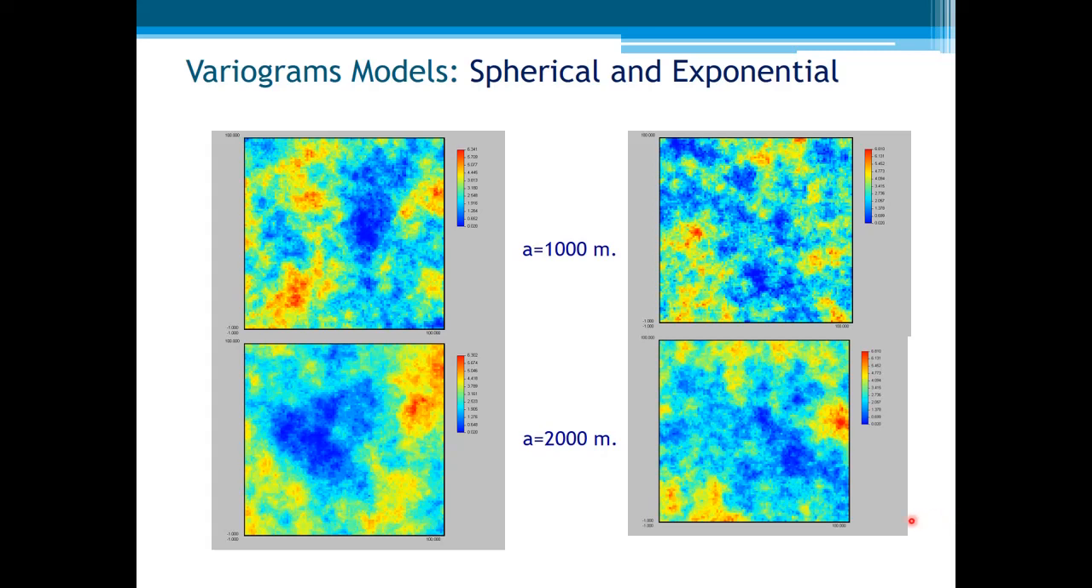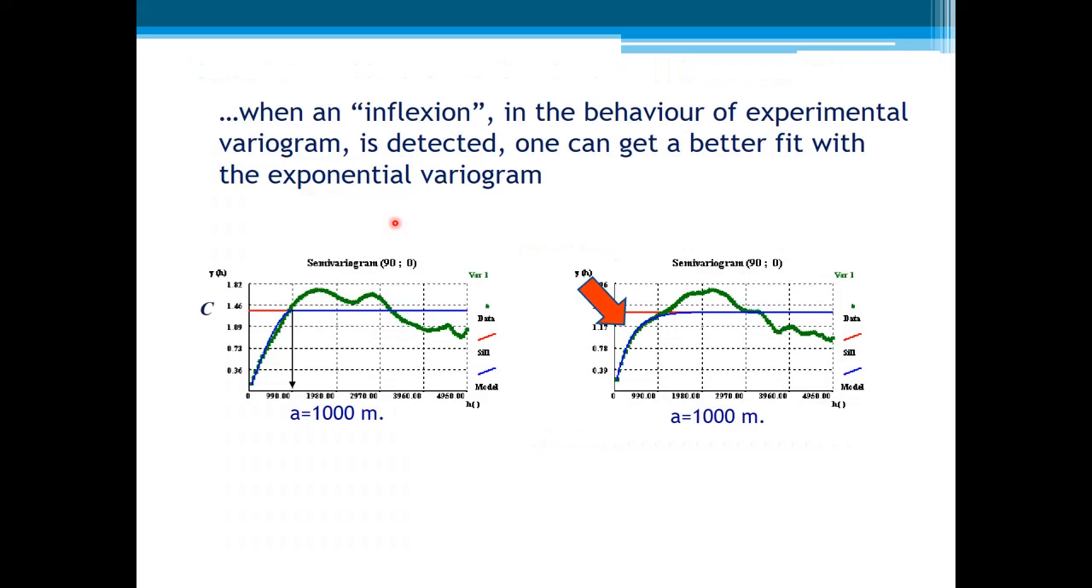Here we compare the image fitted by spherical, this one in the first column, and exponential models with the same ranges here, where we can notice the faster transition at small scale and the slow transition from the high values to the low values. So when an inflection in the behavior of the experimental variogram is detected, one can get a better fit with the exponential variogram.